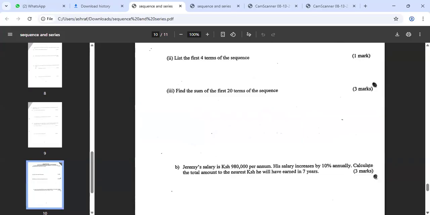Given Jeremy's salary is 980,000 per annum. It increases by 10% annually. So you find the total amount to the nearest shilling in the next 7 years. Let's work it out.